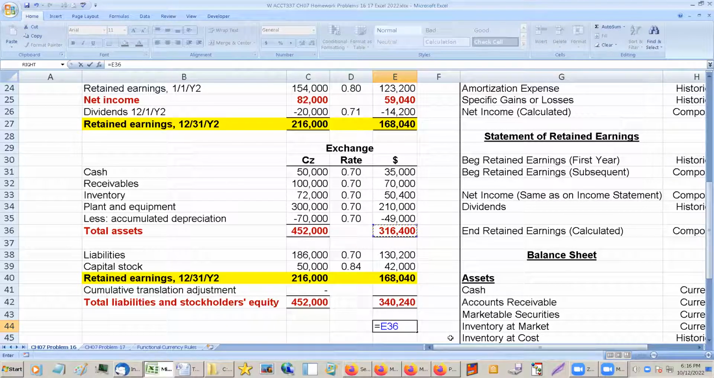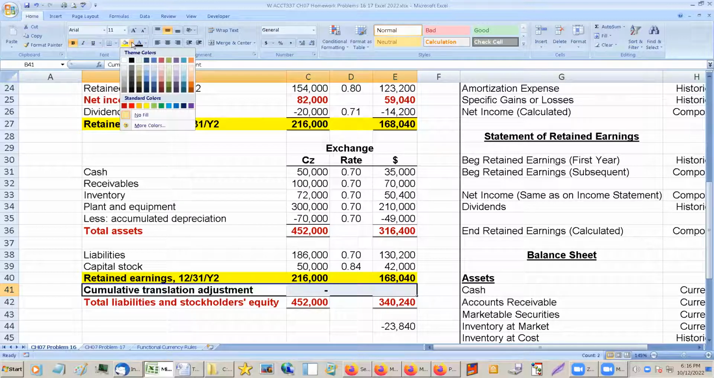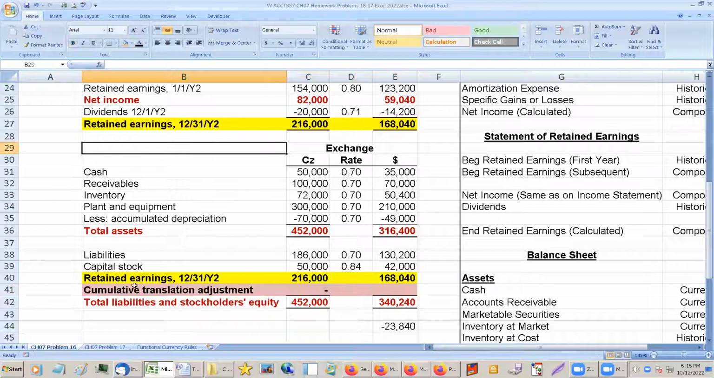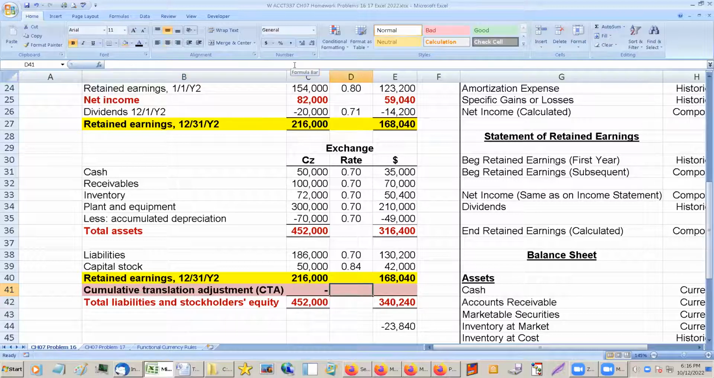So is this going to be a gain or a loss? A loss? Yeah. So this cumulative adjustment here, let's make that. So this cumulative translation adjustment, by the way, I think I showed you this before. You'll also often just see this called the CTA. And so we're going to have a loss of 23,840.